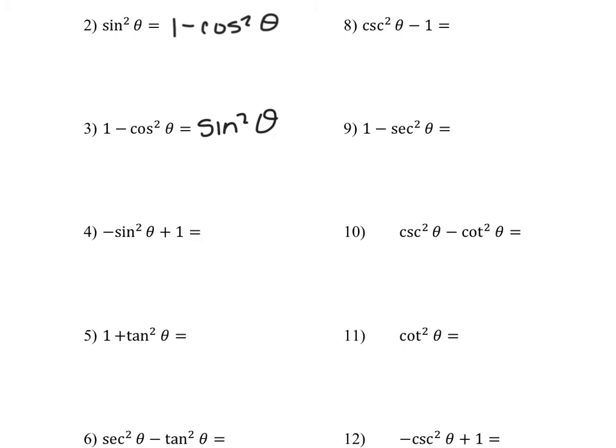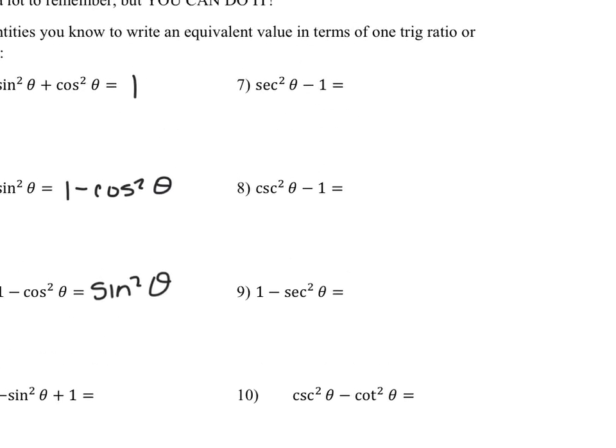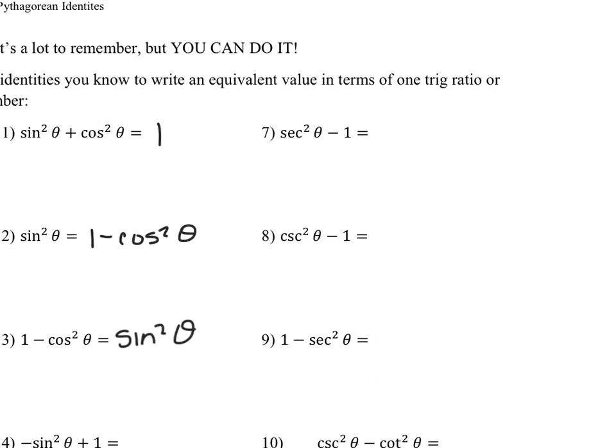Let's look at a couple over here. So if secant squared minus 1, that would be using the one with secant and tangent, so that one there would be tangent squared. So try and finish those up on your own like that.